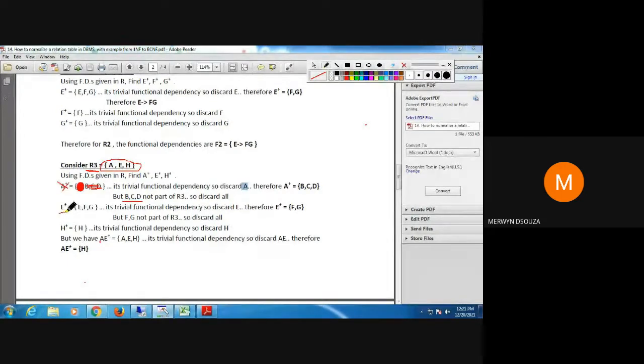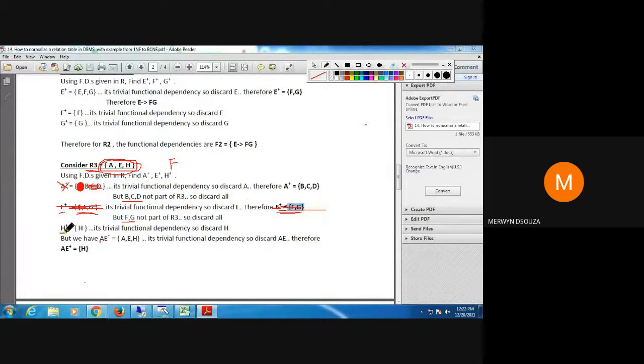Find out the E closure. When you find the E closure, you will get E, F and G. Now we are finding this closure using F. E is causing a trivial functional dependency, so remove it. What remains is F and G. But F and G are not part of R3, so you are going to discard that also. When you discard this, that closure is also gone.